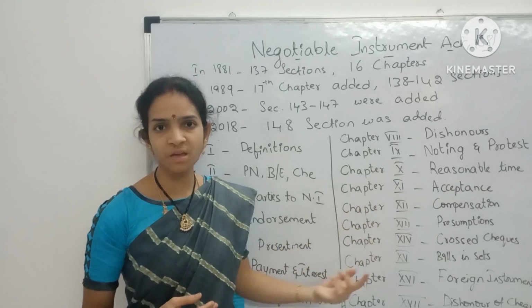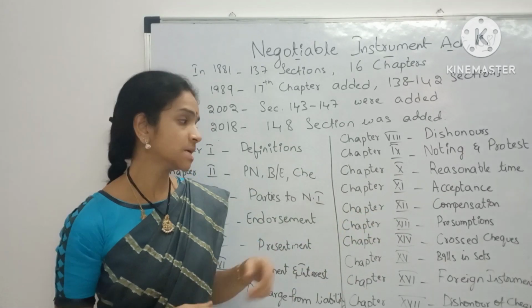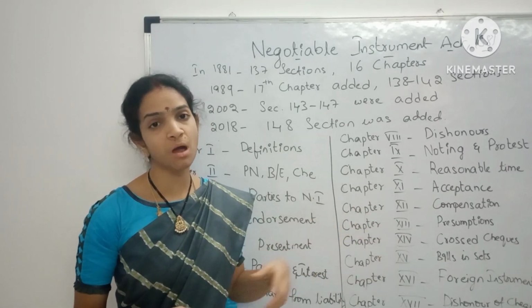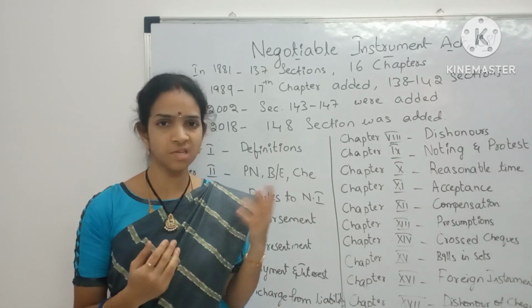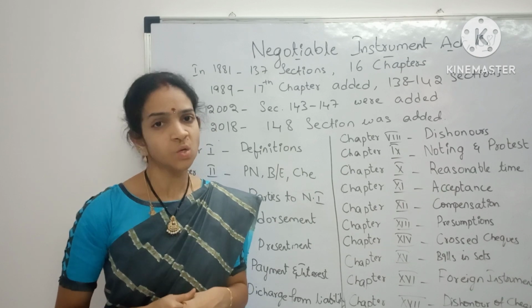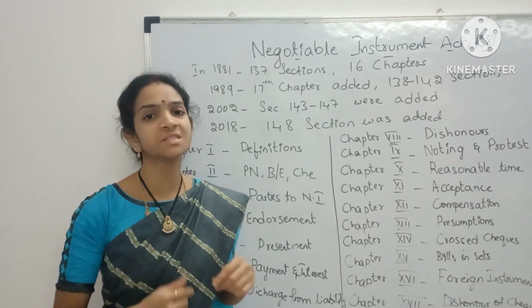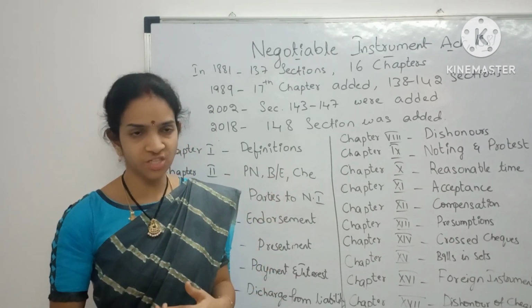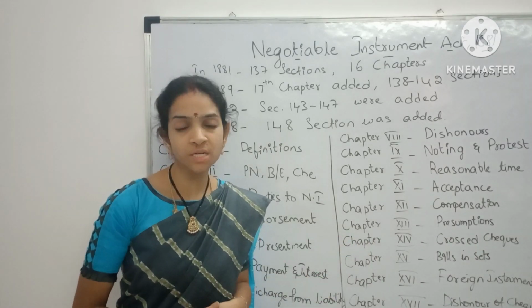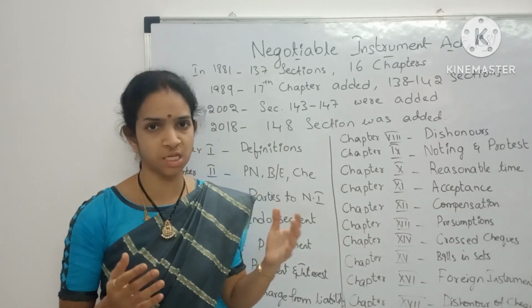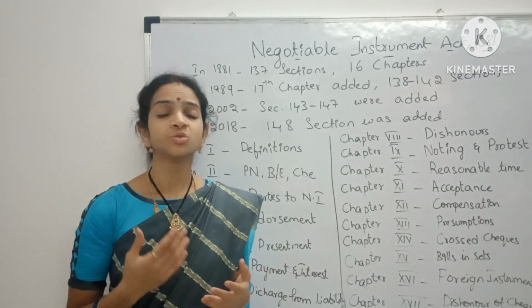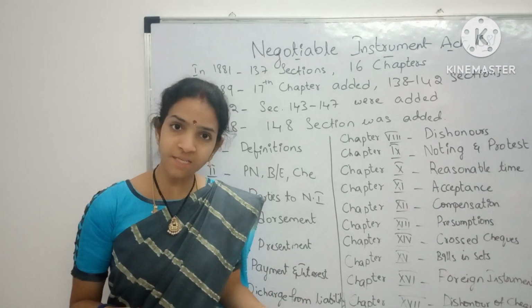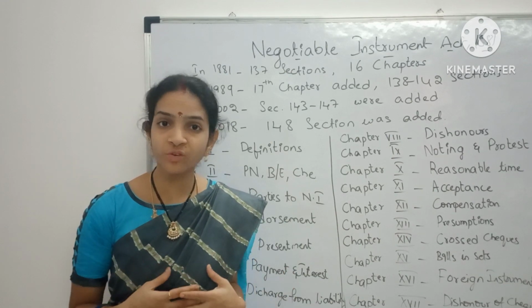Next is chapter 12, which mentions compensation, and chapter 13 mentions presumptions. Presumptions are the same as in the law of evidence. Here we will be looking into the presumptions as to the negotiable instrument. Next is chapter 14, which discusses crossed checks. There is an uncrossed check and a crossed check, as we all know. So what is meant by crossing, why it is important, what the different kinds of crossing are and so on, we will be discussing.